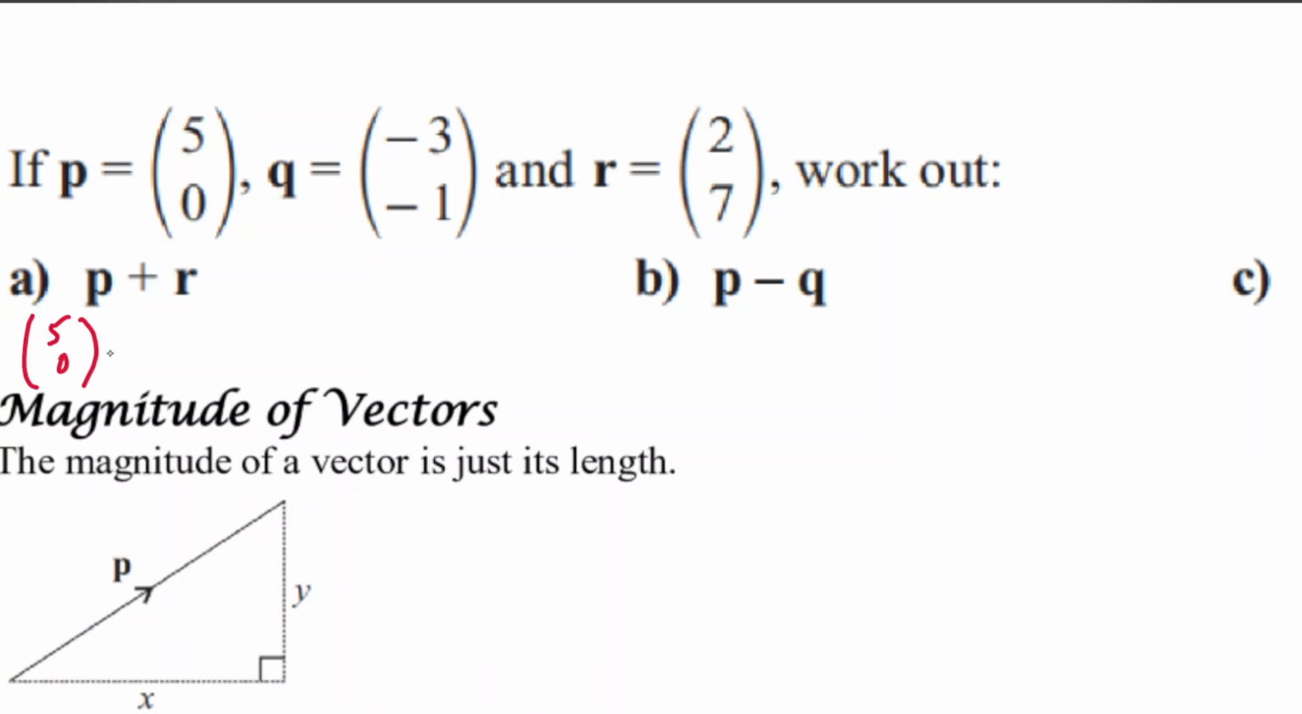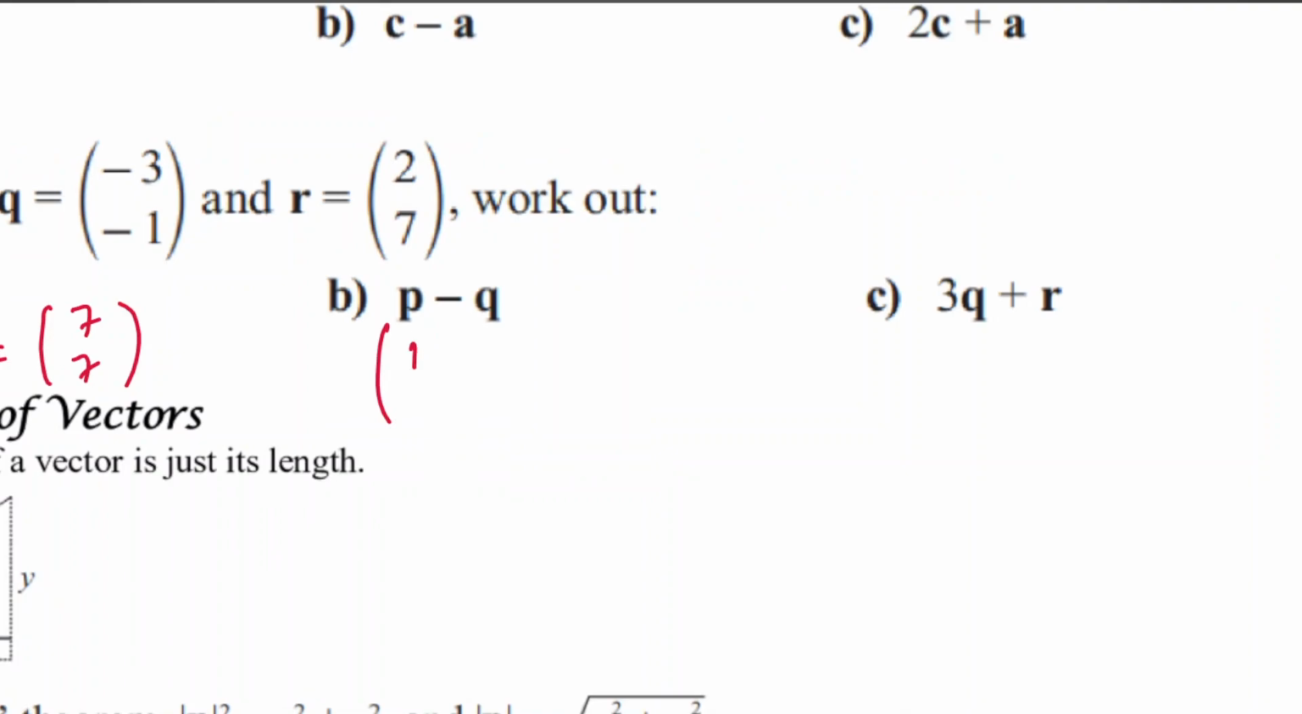So pause this video and do it by yourself. What is p? p is (5, 0), right? So 5 and 0, minus q is what? Minus (-3, -1). Pause the video and do it using a calculator. I might be a little fast for you. So in this, 5 minus of minus 3 is 8. Okay, and 0 minus of minus 1 is 1.